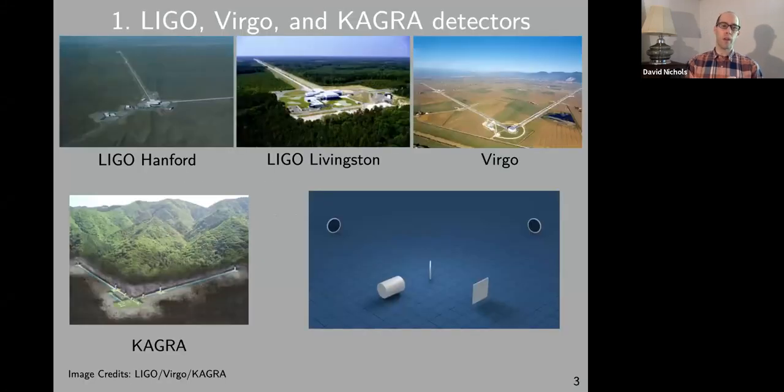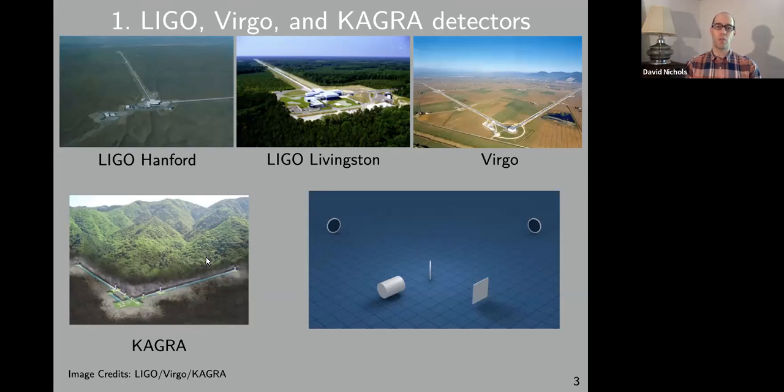Okay, so let me just begin by introducing the main players in the gravitational wave detection game. There are two detectors in the US, the LIGO Hanford and Livingston detectors. One in Europe, the Virgo detector, and there's a fourth detector, which is nearly in the state where it will begin detecting gravitational waves, in the Kamioka mine in Japan. That's the KAGRA detector here.